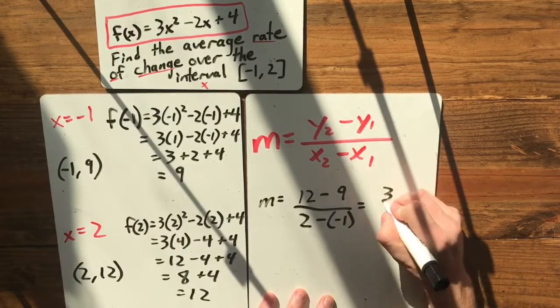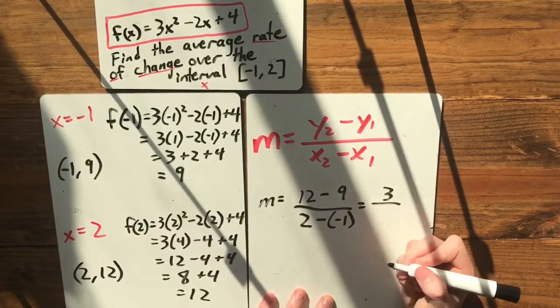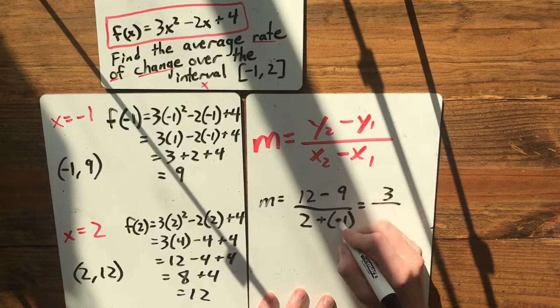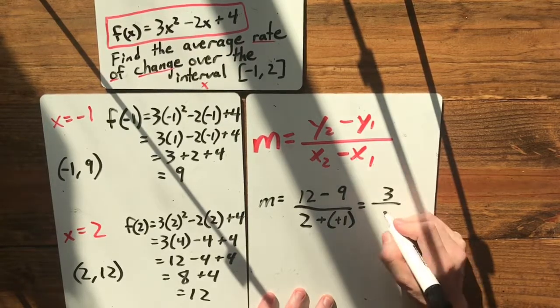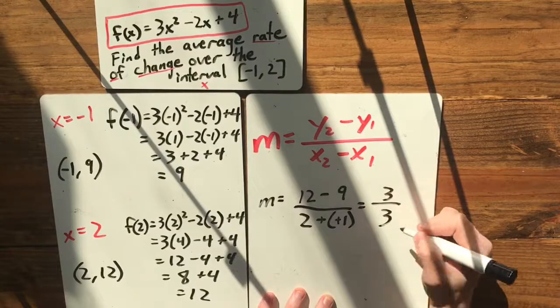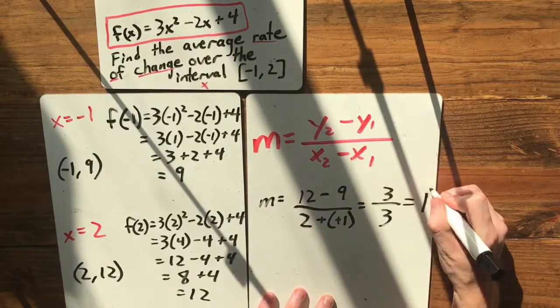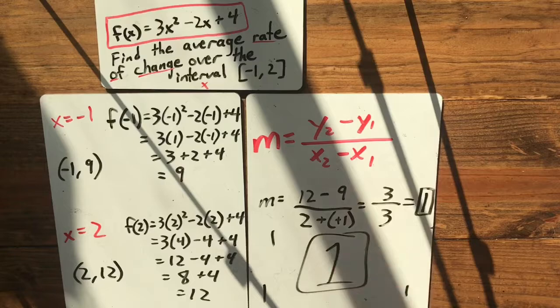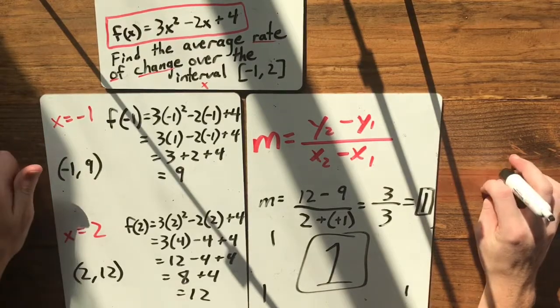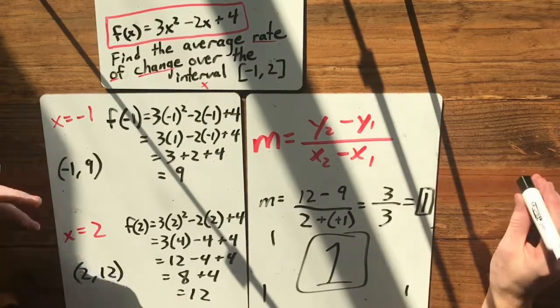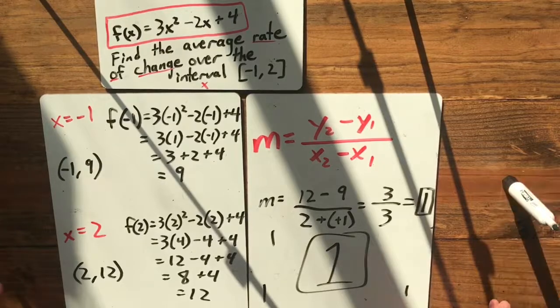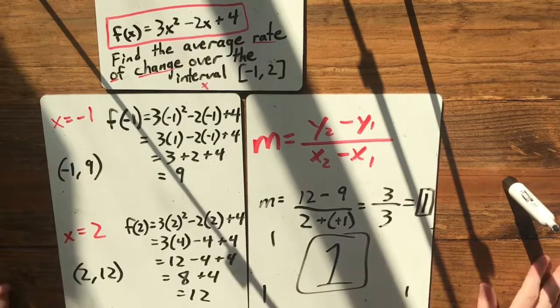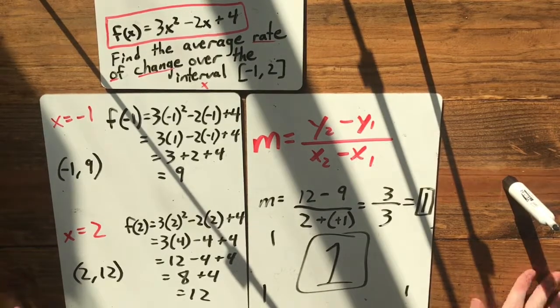12 minus 9 is 3. 2 minus a -1, well, of course that makes it adding a positive, so that is also 3, and 3 divided by 3 can reduce. The average rate of change was 1. 1, there it was, 1. 1 is our average rate of change between those 2 points. And it just happened to be that beautiful. It doesn't always come out to be such a nice integer value. Sometimes it does.